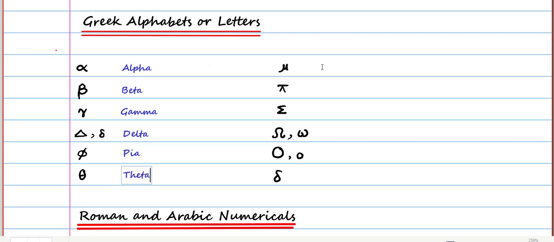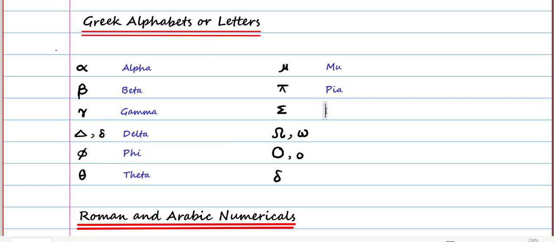What is this? This is known as mu. Most of the time we pronounce it as mu. And this is pi. Sorry, I have made a mistake here. This one is pi and this is phi.